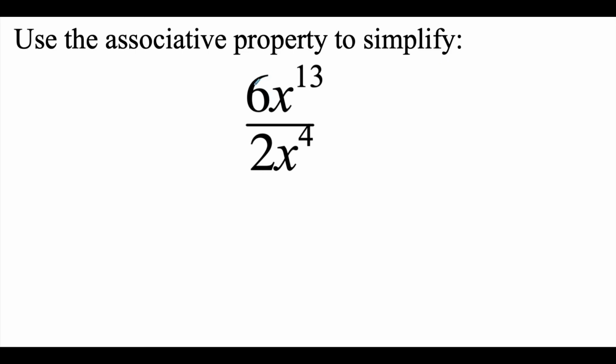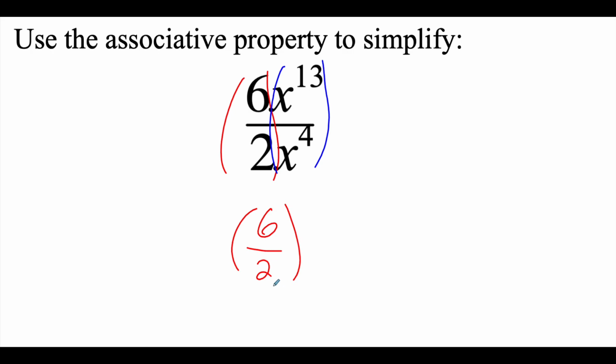So what I notice is that we've got these numbers happening on top and on bottom. So I'm going to separate those into one group using a set of parentheses. And then I'm going to separate these variables into a second group by using a different set of parentheses. So if we look at that first fraction with just the numbers, it's 6 over 2. That's our first set.